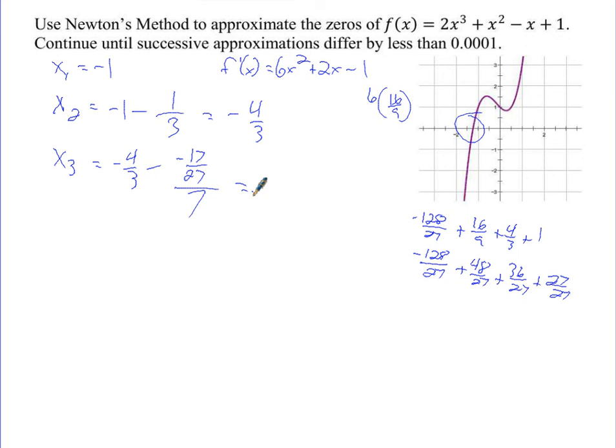How did he do this? So we have, okay, we have a denominator here of 189 now. Negative 17 over 189, but it's negative negative, so it's actually positive 17 over 189. So we have negative 4/3 plus 17 over 189. What do we get? I'll do the hard part.